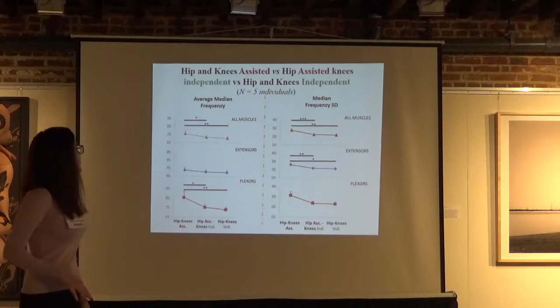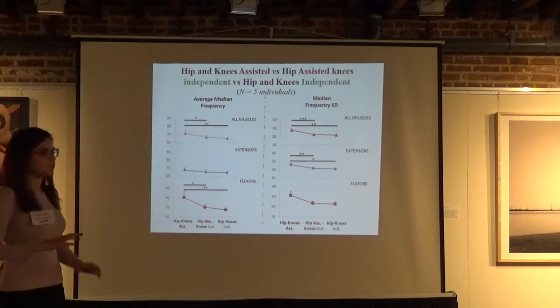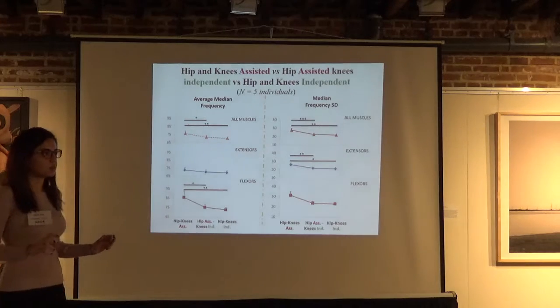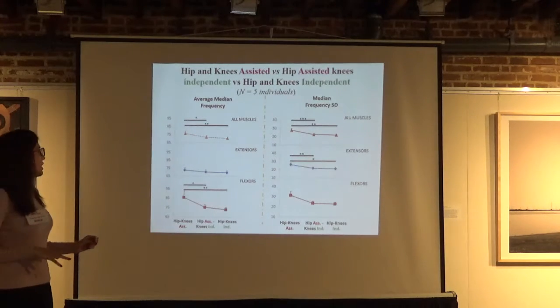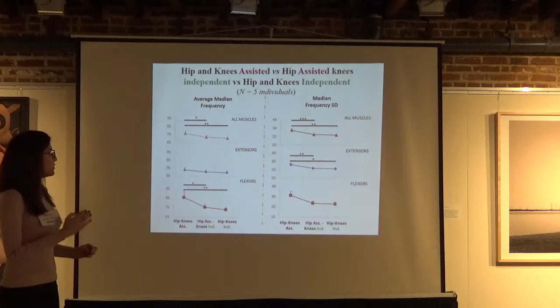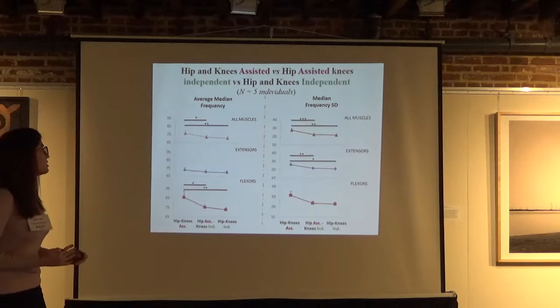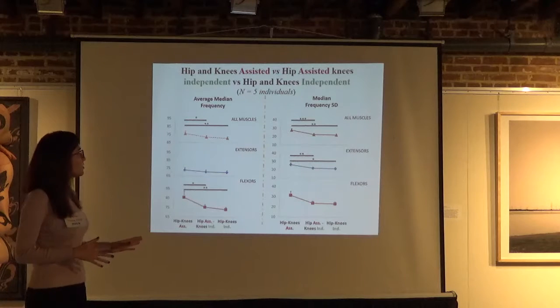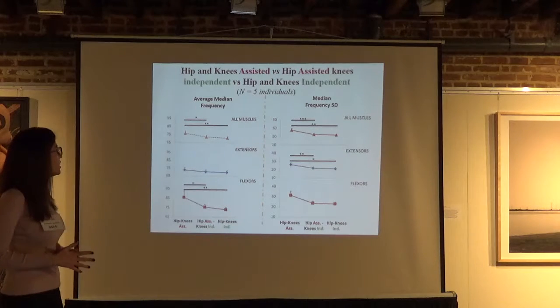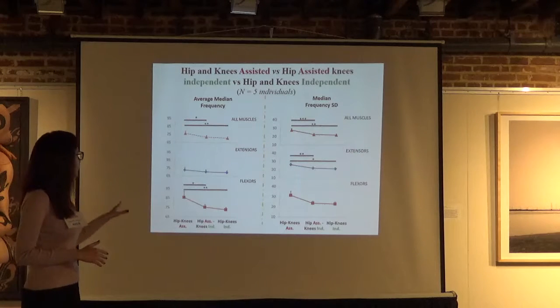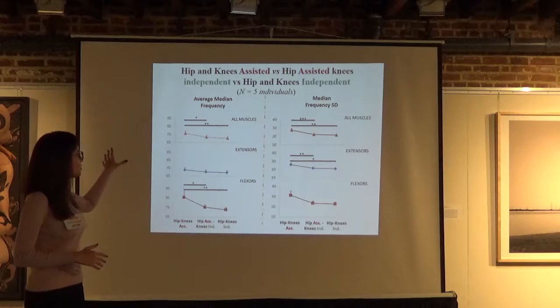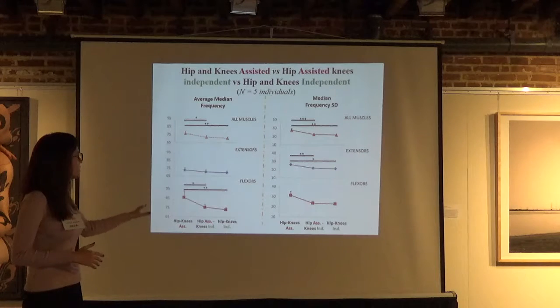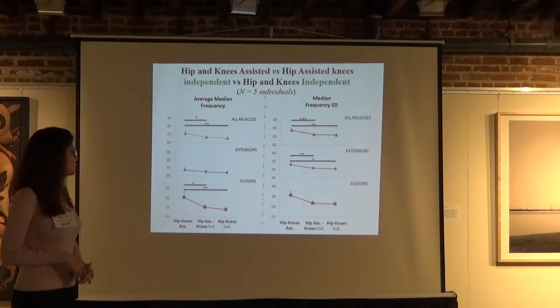So in the first step, we calculated to see if there are any significant differences between these features and between different standing conditions. The first one is hip and knee assisted, the second one hip assisted knee independent, and the third one hip and knee independent. And you can see, considering all the muscles together, only extensors and only flexors, that in most of them there is significant difference.